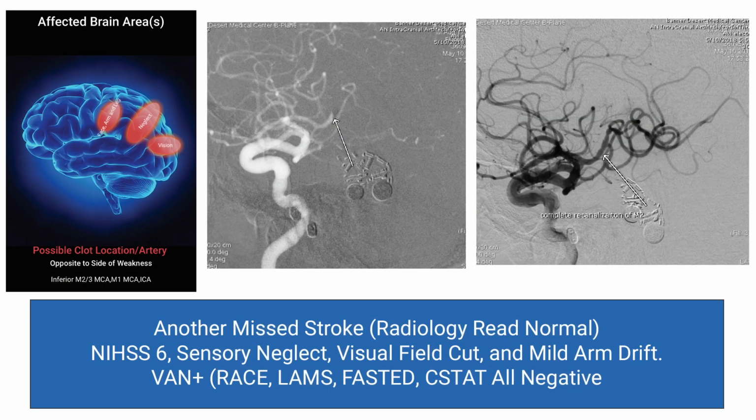Here's another patient, right? And this patient was RACE negative, LA motor scale, FAST-ED, C-STAT, all these negative. NIH stroke scale of 6, they had sensory neglect, visual field cut, and mild arm drift. And you can see, again, radiology read it as negative, but you can see where it localizes to on the app, inferior M2, and look at it right there. That's exactly where it is. And there's a clot, we pulled it out and the patient's symptoms all resolved, NIH stroke scale of 0.